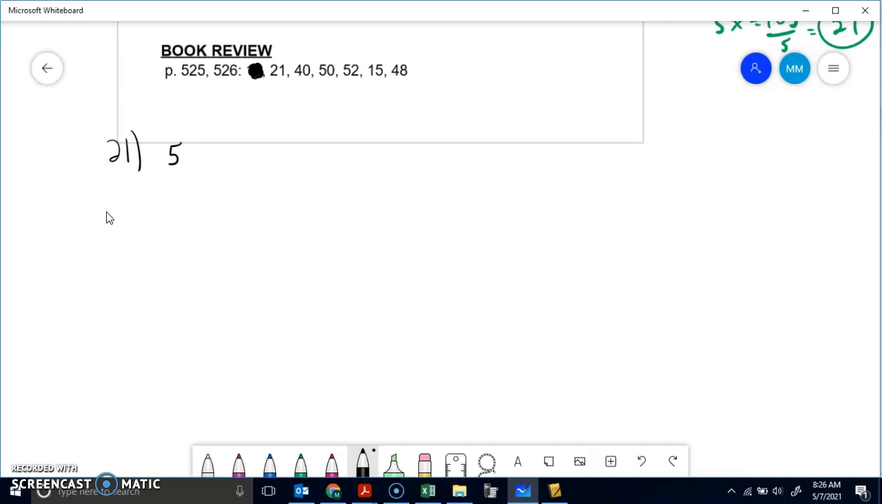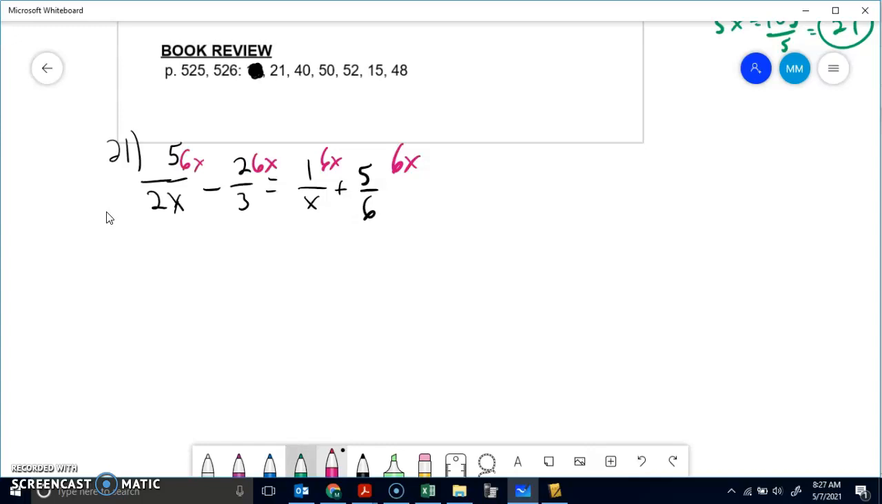So we're looking at 5 over 2x minus 2/3 equals 1 over x plus 5/6. Alright, so we have a pretty clear common denominator here. Between 2, 3, and 6, the common denominator is 6. So I'm going to multiply everything by 6x. Okay, so here the x's cancel.